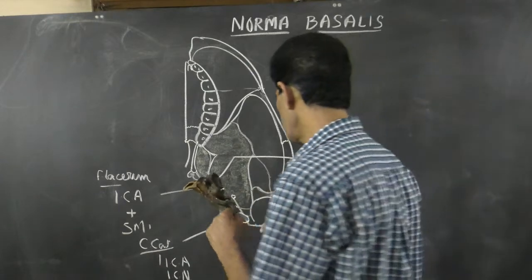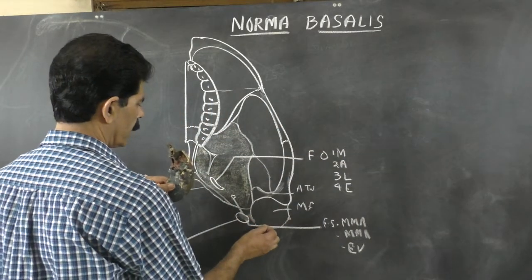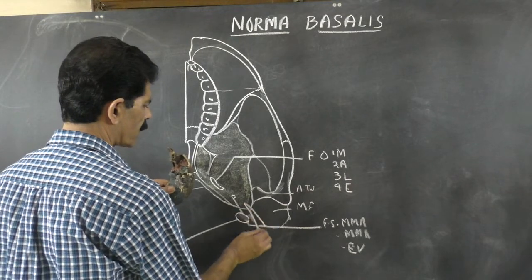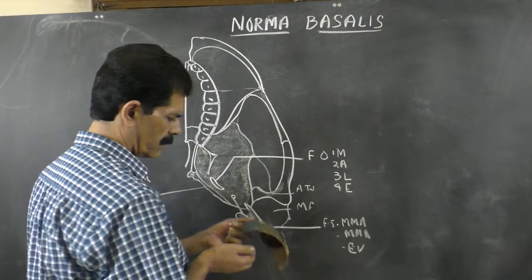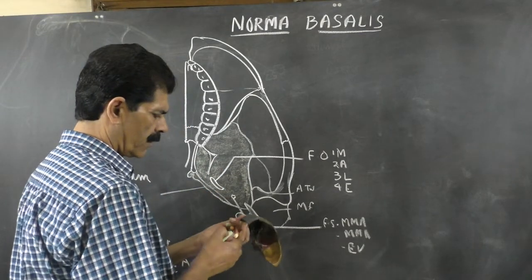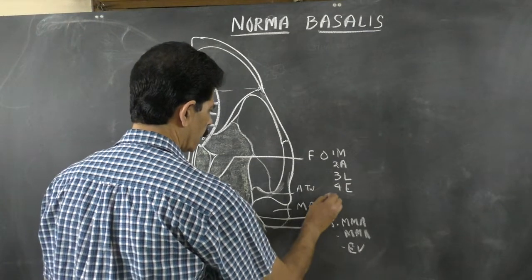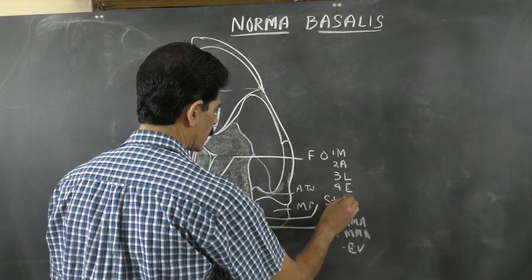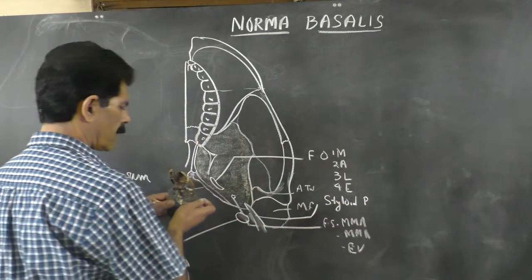Then just medial to the carotid canal, there is a sharp bony projection. This is called the styloid process. The styloid process is also part of the temporal bone, and various structures are attached to it.